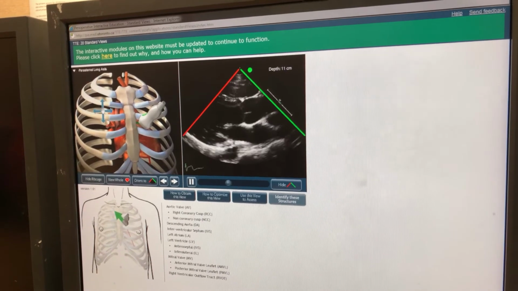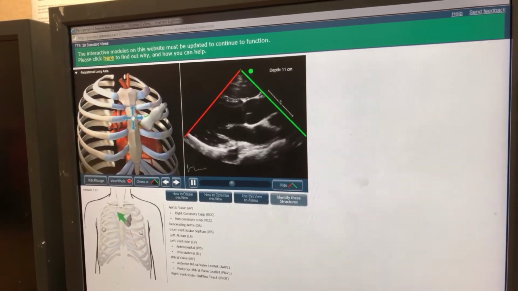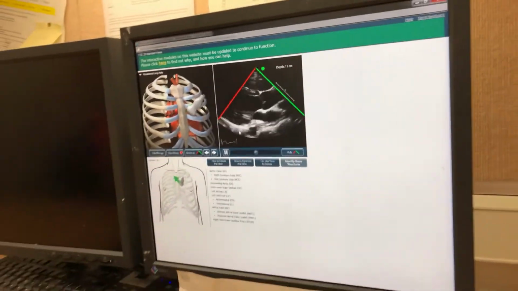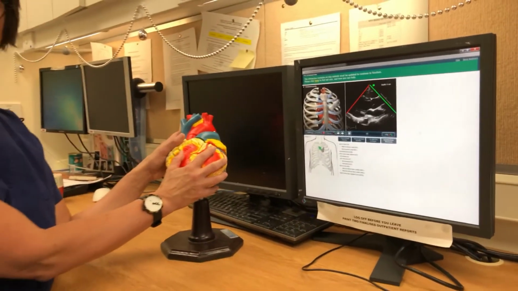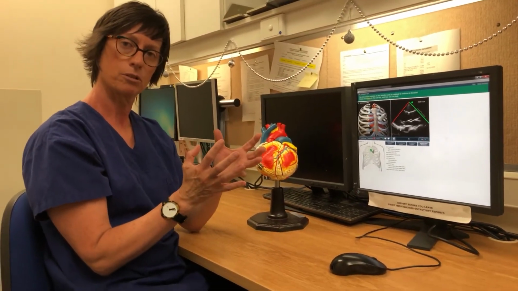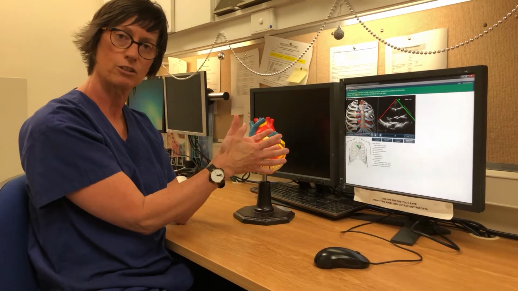I won't load those up because they do seem to take a long time to load, but this is an application that they can also use after the practical session, and once they've had a chance to try and manipulate the probe on the chest, they can go back and reflect on this later.